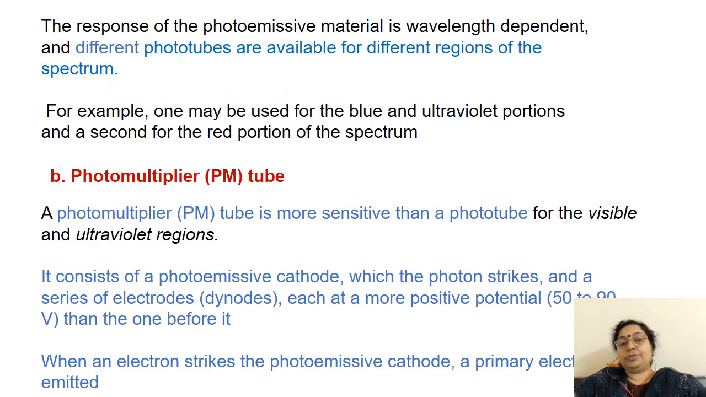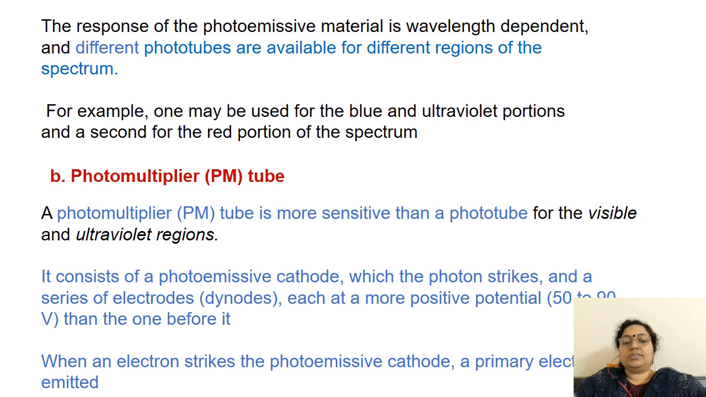The response of the photoemissive material is wavelength dependent. Hence, different phototubes are used for different regions of the spectrum. For example, one may be used for the blue and ultraviolet portion and the second one for the red portion of the visible spectrum. Second one is a photomultiplier tube. A photomultiplier tube is more sensitive than a phototube. It can be used for both visible and ultraviolet regions.